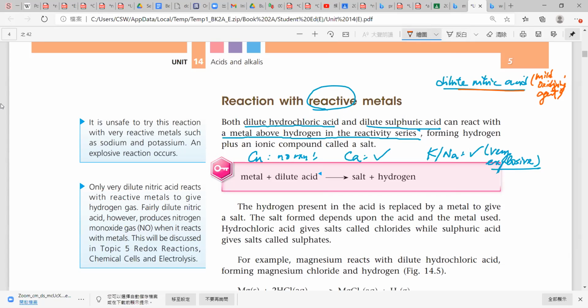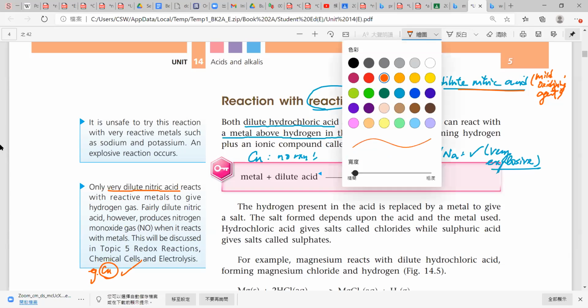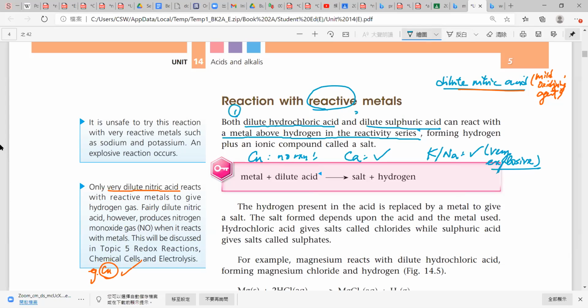So even an unreactive metal like copper can also react. For example, copper can also react. So only very dilute nitric acid would normally react. So all of you, could you please mark it down? So 3 cases: dilute hydrochloric acid, dilute sulfuric acid, very dilute nitric acid that can react. It's common.